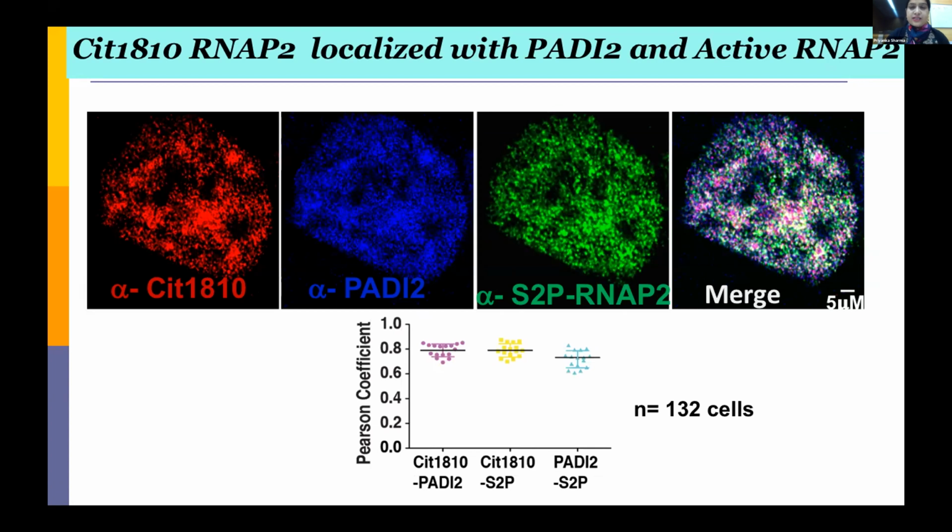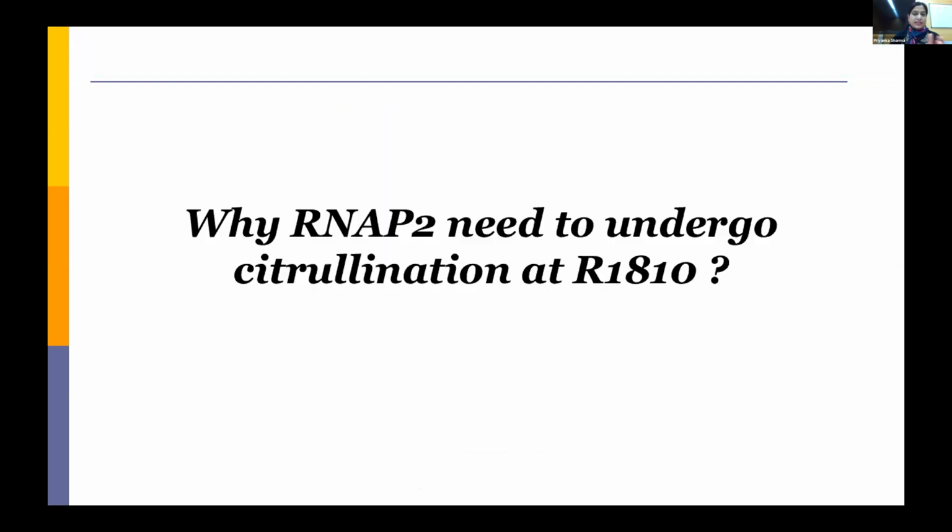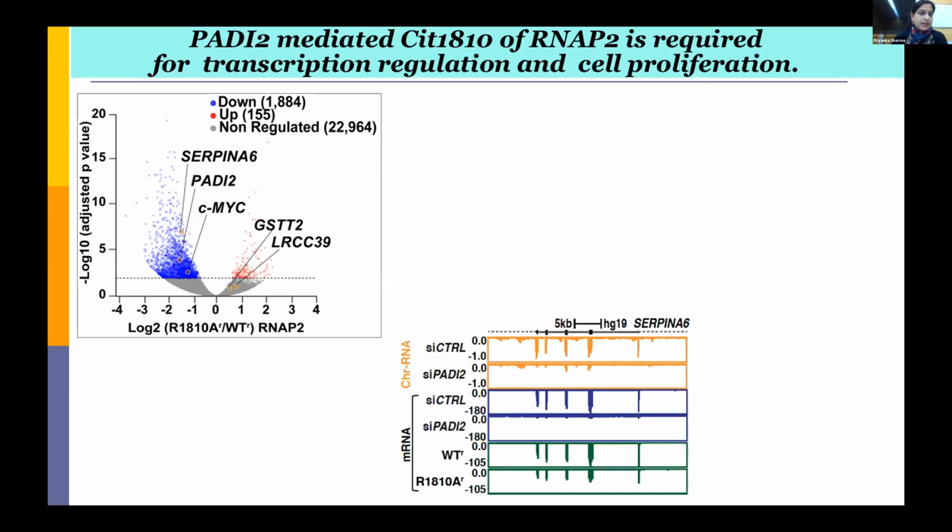But the question is, why does RNA polymerase need to get citrullinated? Means what is the functional consequence if we don't allow citrullination to happen? What could happen in the cells? So I will present a couple of slides for this part now. As I already mentioned, why does RNA polymerase need to undergo citrullination, and specifically on this specific arginine? I think I will try to convince you by showing this data.